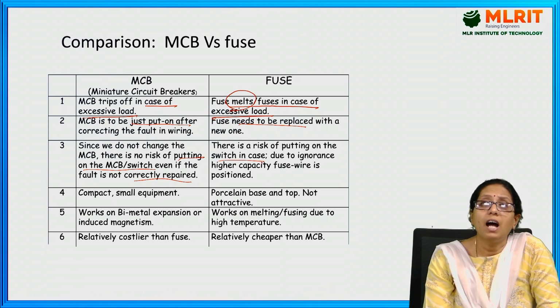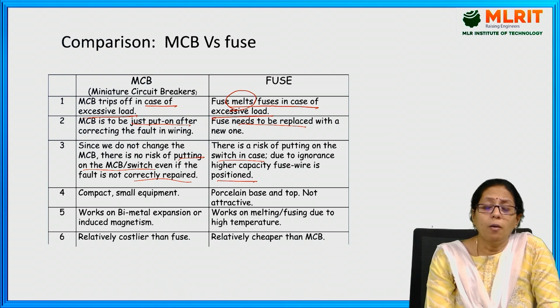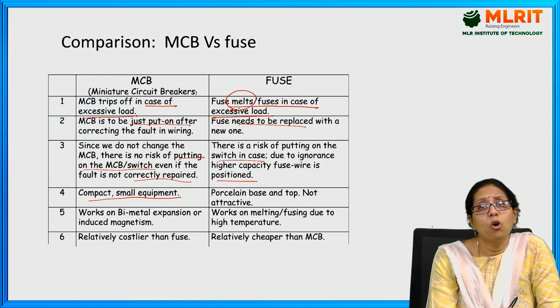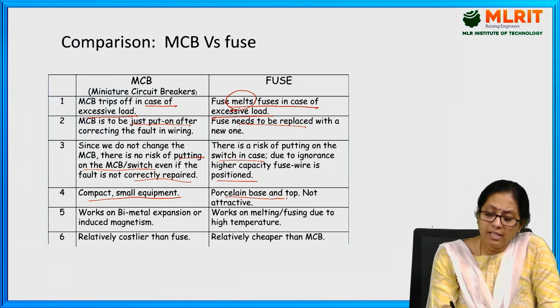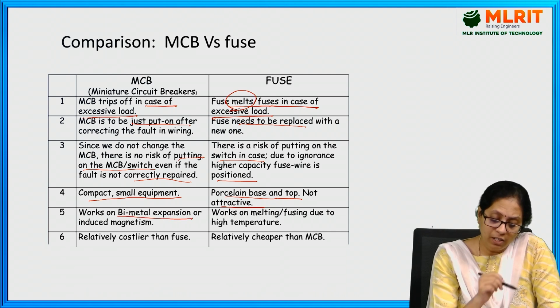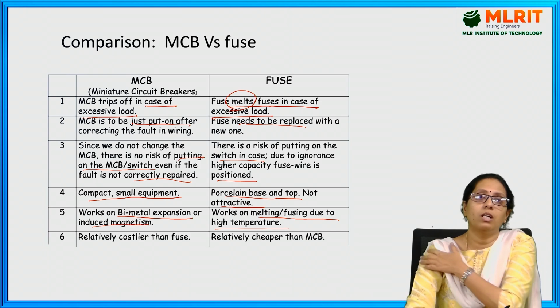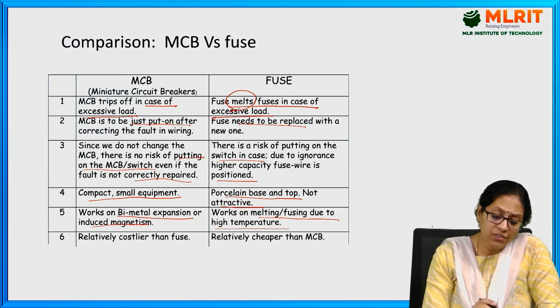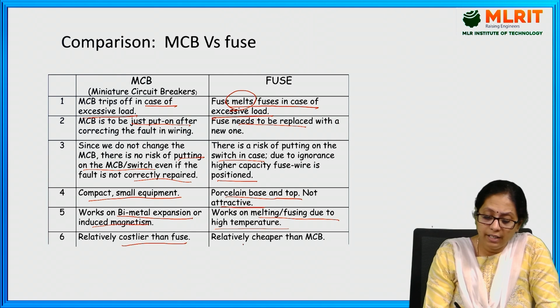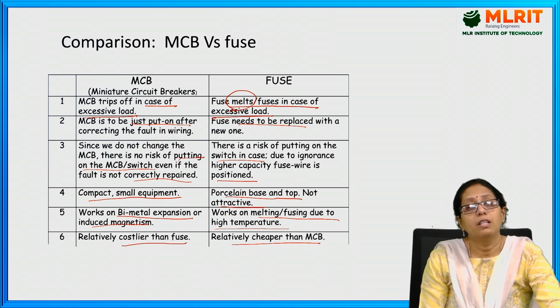Due to ignorance, high capacity fuse wire is being positioned. The MCB is very compact and it is a small equipment. The fuse is a porcelain base and a top, and it is not that attractive. The MCB works on bimetal expansion or induced magnetism, while the fuse works on melting due to the high temperature. That means it melts at the high temperature. MCB is relatively costlier than the fuse, and the fuse is cheaper when compared to the MCB. So these are the differences or the comparison between MCB as well as fuse.